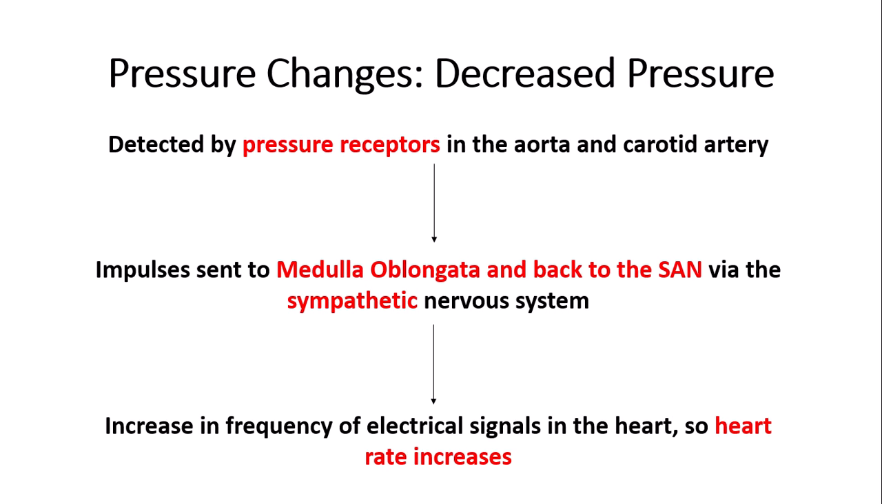And then the final step is that there is an increase in the frequency of electrical signals, this time in the heart. So heart rate increases. This ensures that oxygenated blood is delivered to respiring tissues at an optimal rate, as a low pressure would mean that not as much oxygen is being delivered to them, so respiration will suffer.